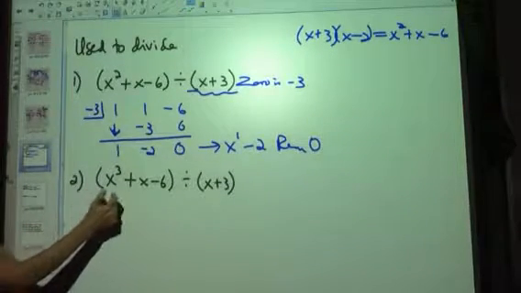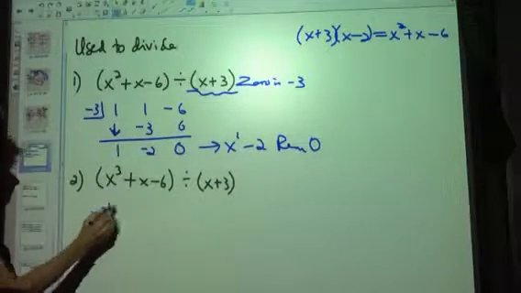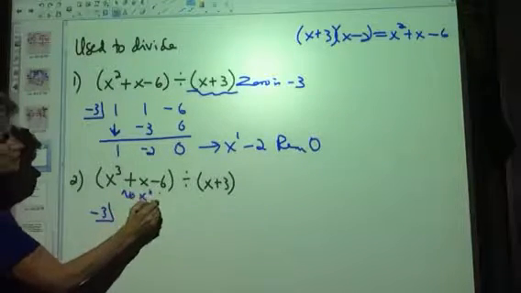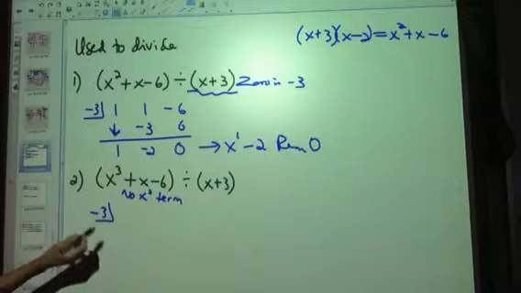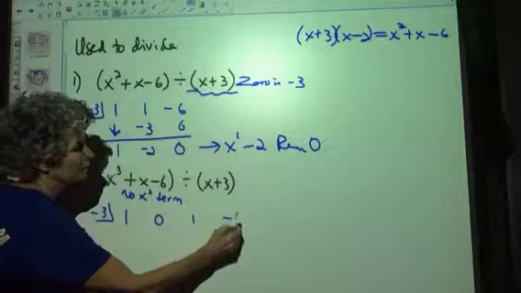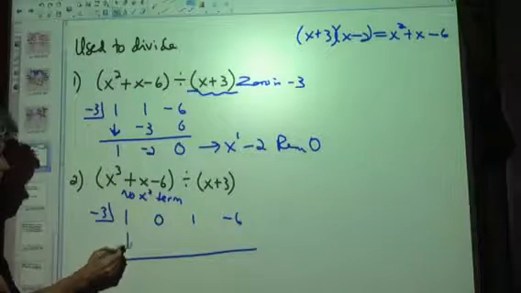If we were doing this one, you might notice, again, negative 3 in the little box. This is missing the squared term. There is no x squared term. So I can't just ignore that. I have to put a 0 in for it. So I'd have 1, 0, 1, negative 6. And then the process is the same.